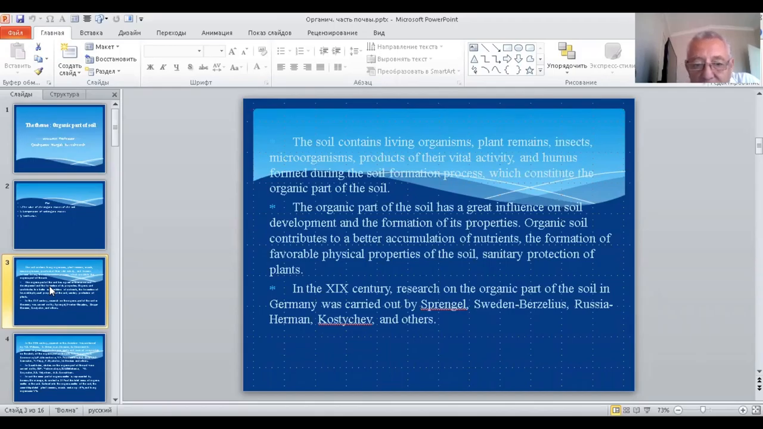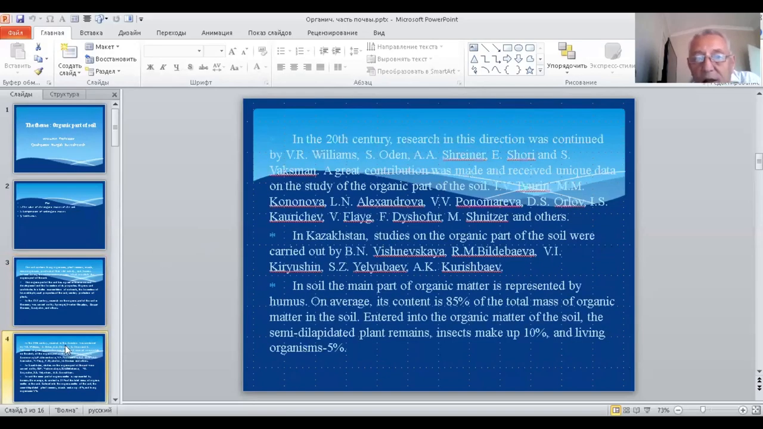sanitary protection of plants. In the 19th century, research on the organic part of the soil in Germany was carried out by Sprengel, in Sweden by Berzelius, in Russia by Tillman, Kostychev, and others. In the 20th century, research in this direction was continued by Williams, Oden, Schreiner, Short, and Waksman.